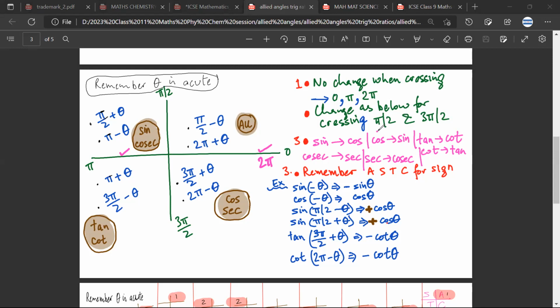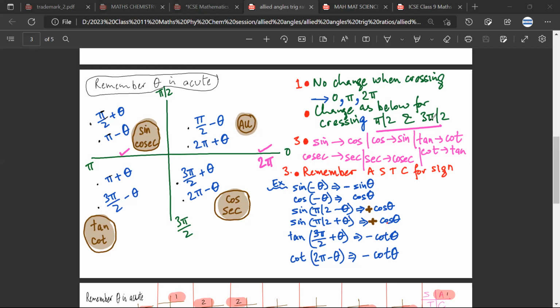But whenever you are changing into 90 or 270, so for example, 90 plus theta, 90 minus theta, 270 plus theta, 270 minus theta, then sine will change into cos, cos into sine, tan to cot, cot to tan, secant to cosecant, cosecant to secant. Is it making sense?